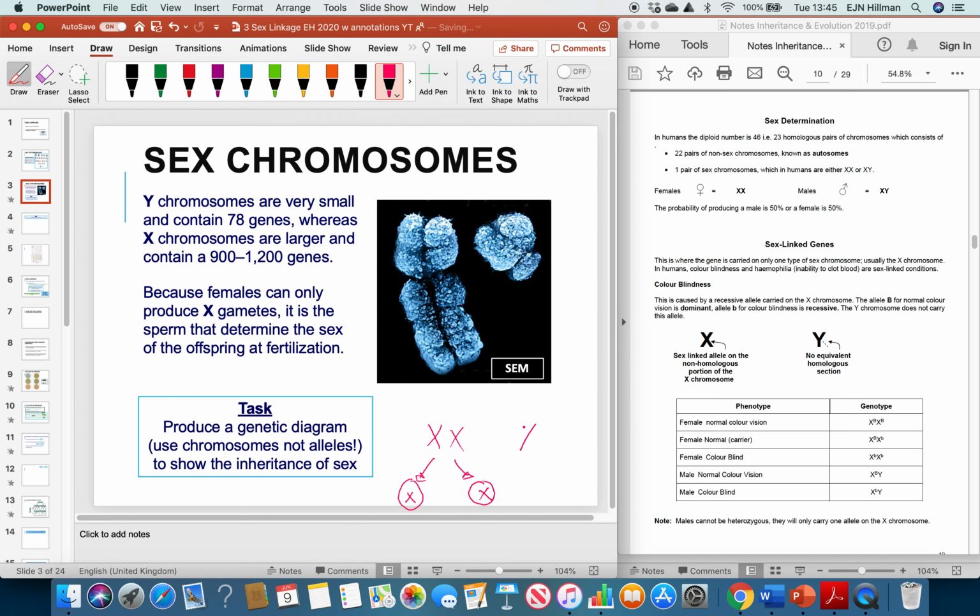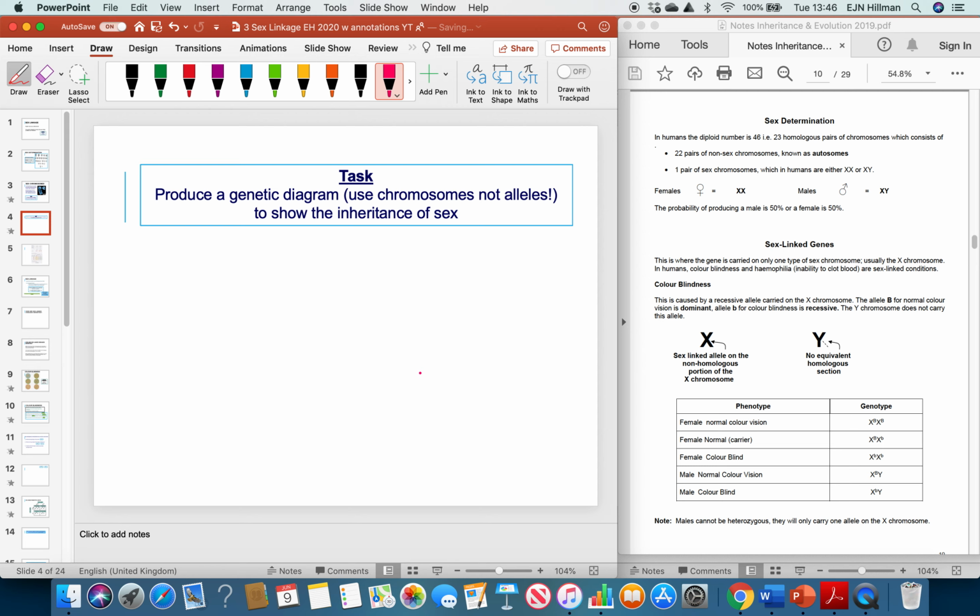Because the sperm are XY. After meiosis, the gametes will contain either an X chromosome or a Y chromosome. So if we were to produce a genetic cross diagram to show sex determination, it may look something like this. So, female gametes, and then the male gametes in our Punnett square.